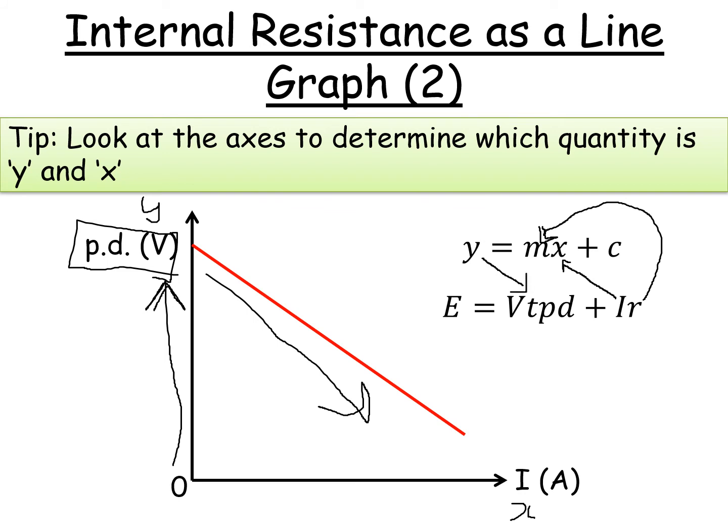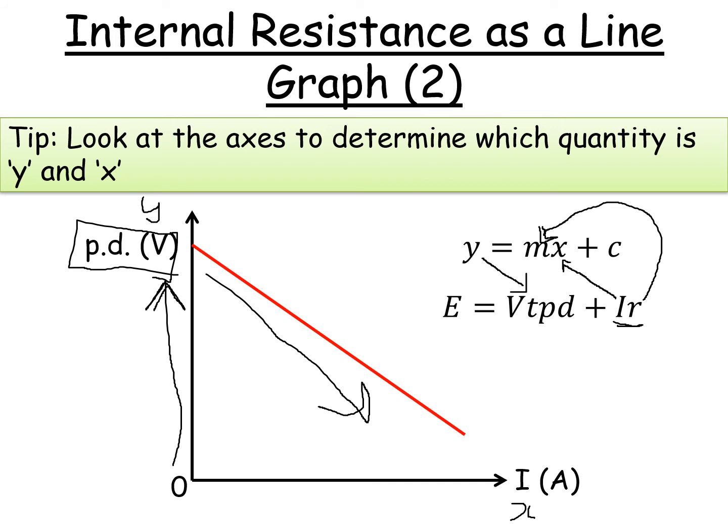Because remember, EMF doesn't change. EMF is the supply voltage from your cell. It's a fixed number. VTPD, however, can change, because if you draw more current, remember, the VTPD will decrease because your lost volts, the voltage across your internal resistance, has increased. So notice how you can figure out these things. So that's how we match up the equation for internal resistance with the equation for a straight line.